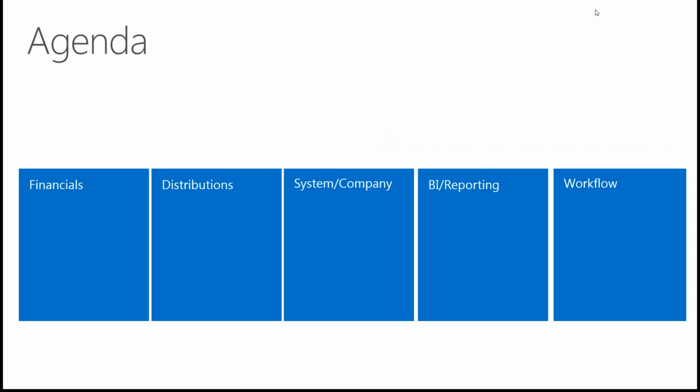Some of the agenda items that we're going to talk about are in these areas. What's new in the financials area, in distributions, which is sales order, purchase order, and inventory. Some general system and company information, business intelligence and reporting, and just a quick slide on workflow and what's available for that.